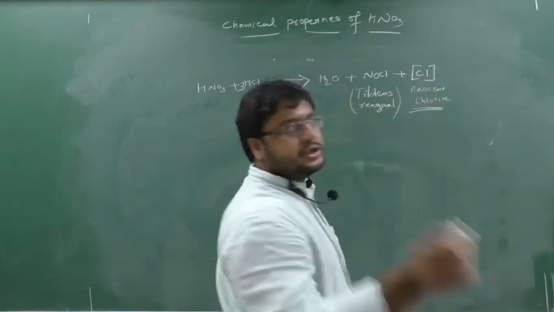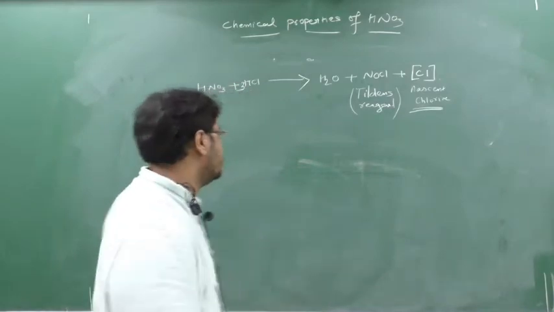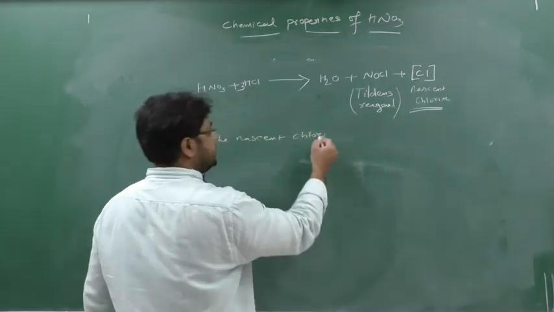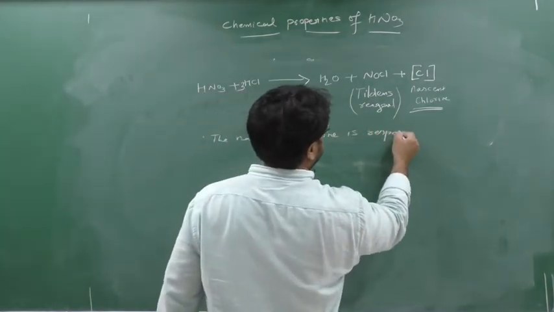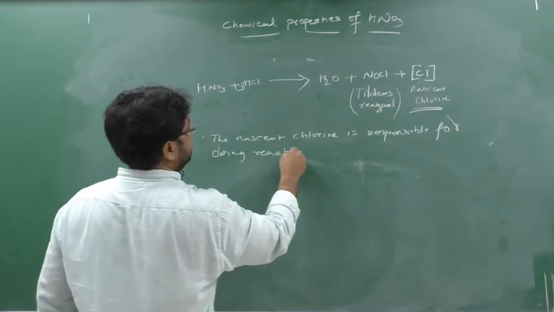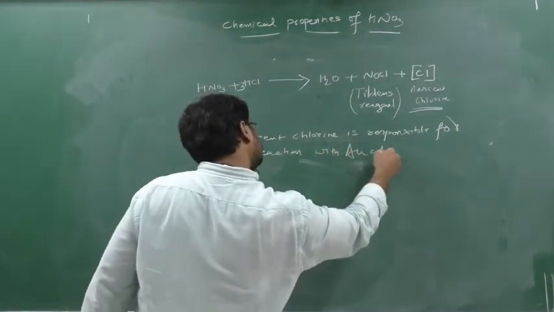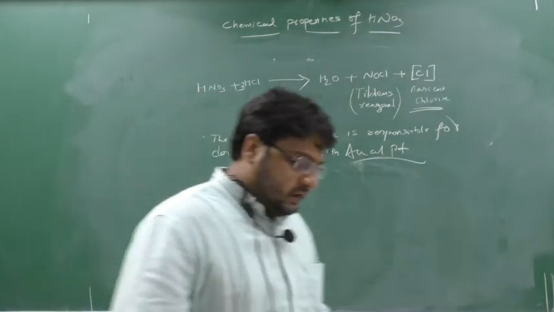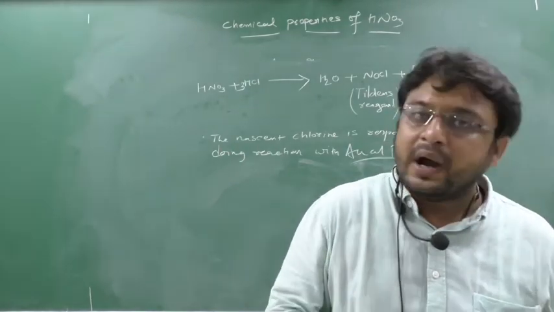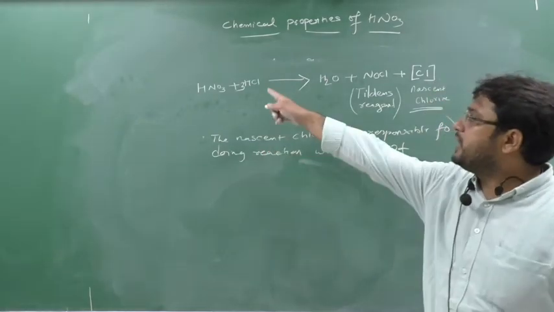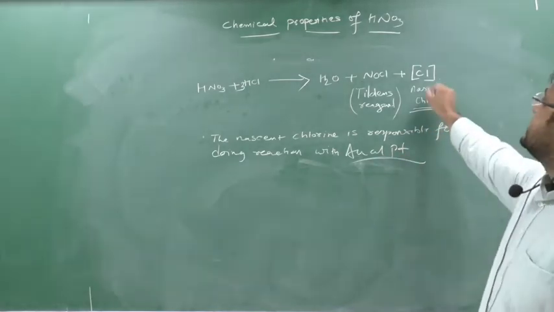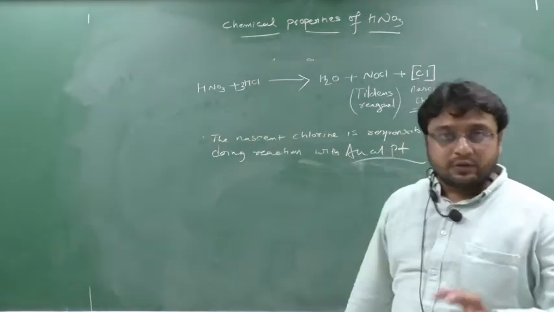Another name is Tilden's reagent, and this is nascent chlorine. This nascent chlorine is responsible for the reaction with Au and Pt. I told you, with Au and Pt nitric acid will not react. With Au and Pt, Aqua Regia or royal water will react. Why will Aqua Regia react? Because when Aqua Regia is formed, it generates nascent chlorine. Now this nascent chlorine will react with Au and Pt. So this nascent chlorine is responsible for Aqua Regia reacting with Au and Pt.